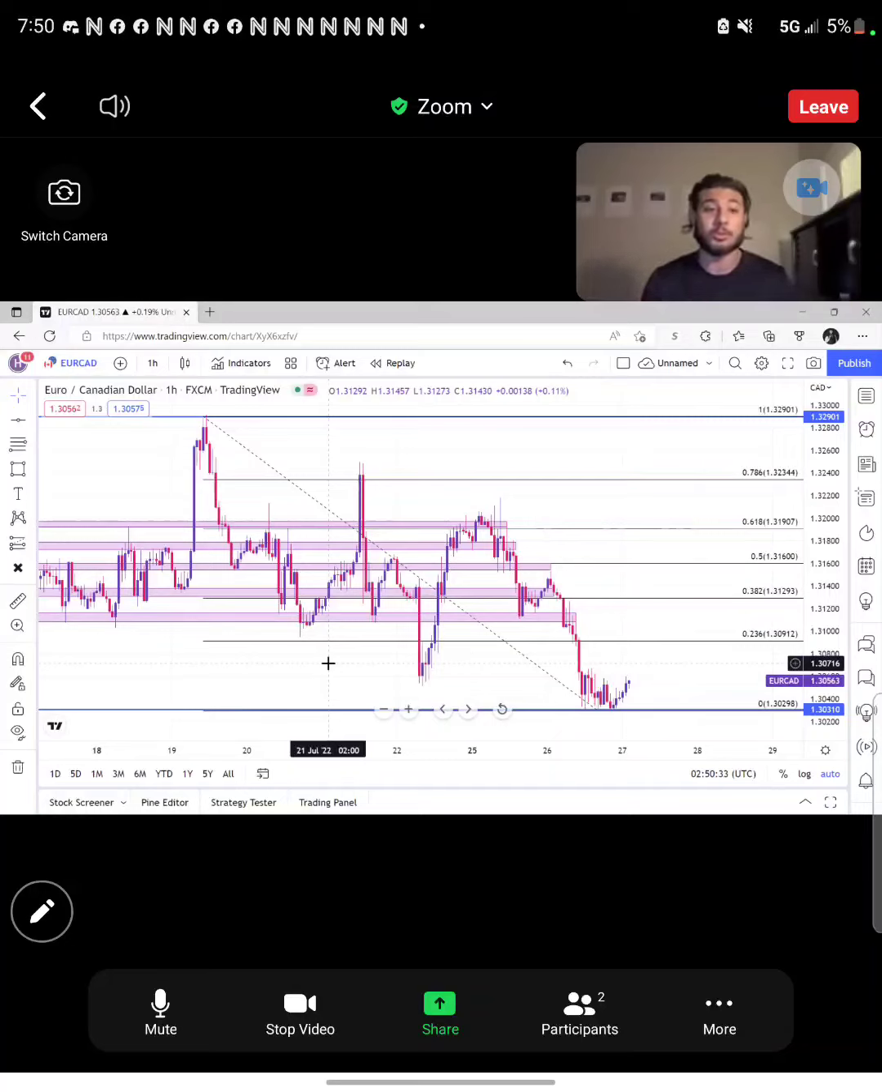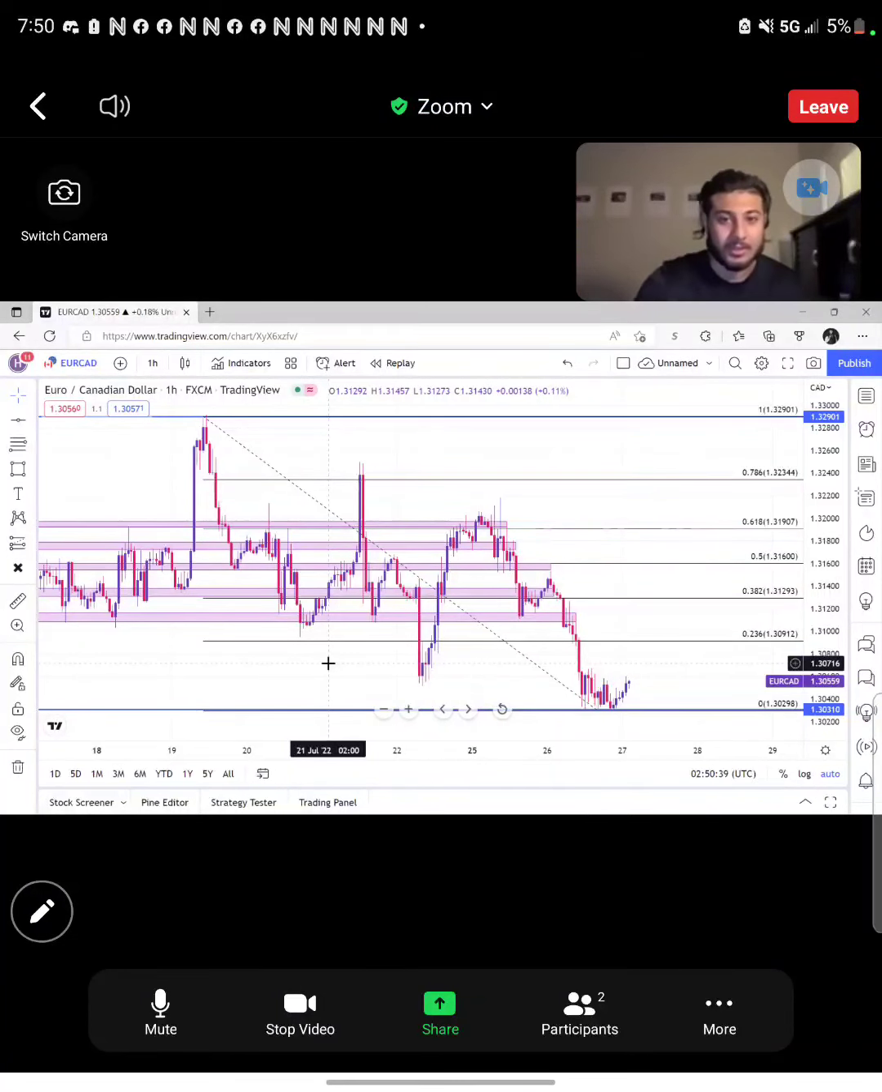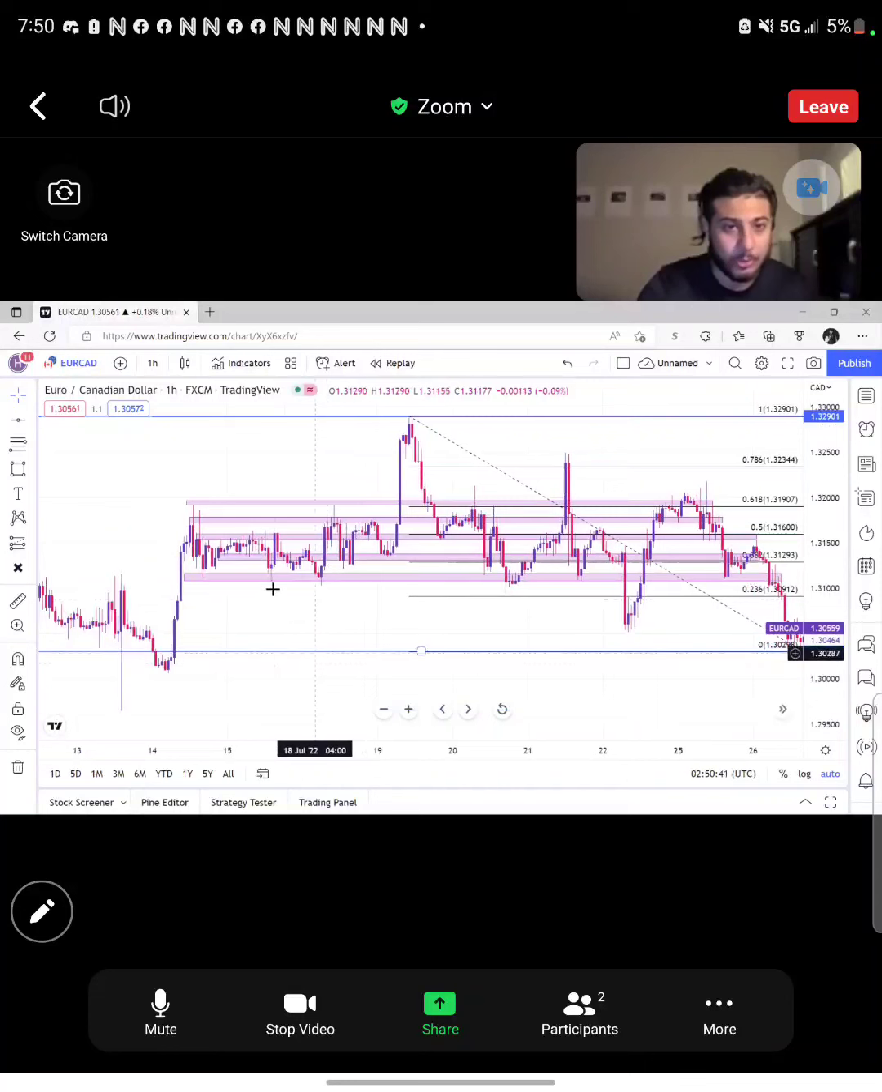The second thing we're looking for is any liquidity. So we want to find liquidity, where the market likes to just kind of sit, not really go anywhere. This is a perfect example. You see how the market kind of just sat here. This right here would be a liquidity zone.